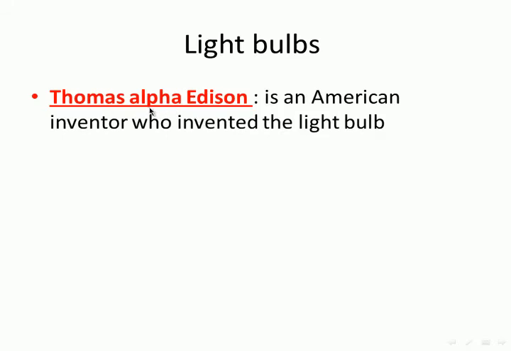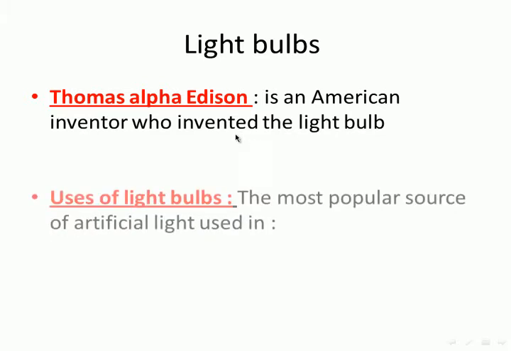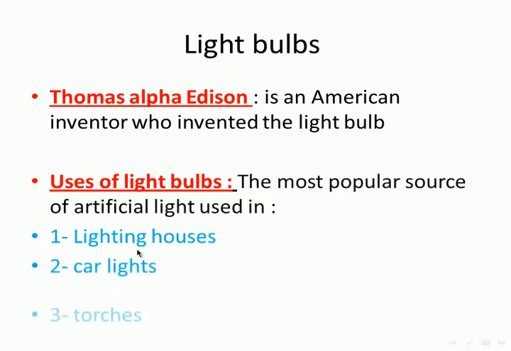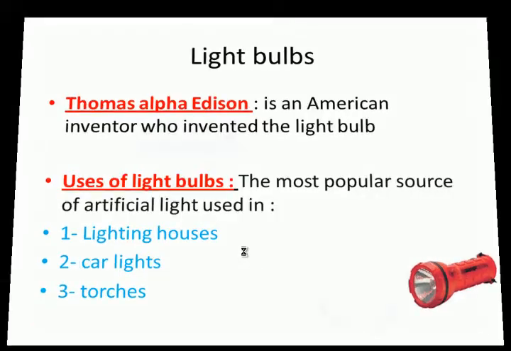The scientist Thomas Alva Edison is an American scientist and inventor who invented the light bulb. The light bulb is the most popular source of artificial light, and it can be used in lighting houses, car lights, and making torches.